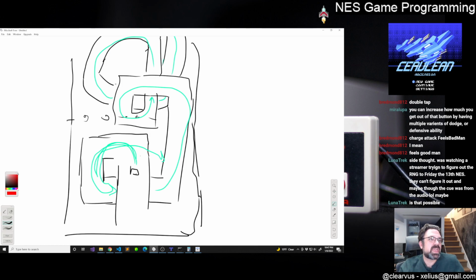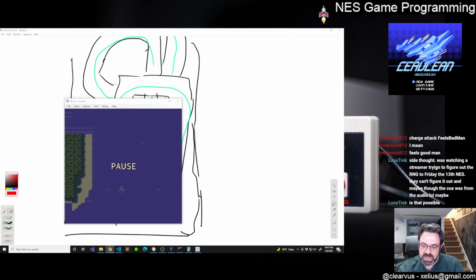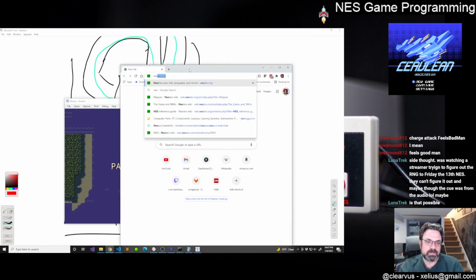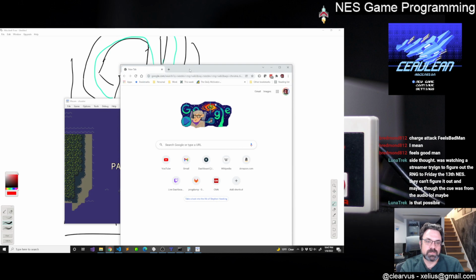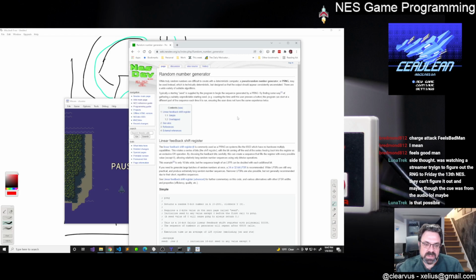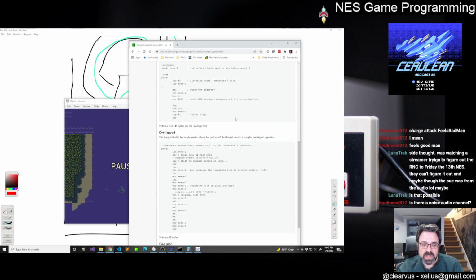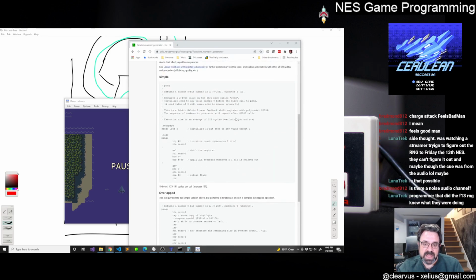Yeah, we can. They can't figure it out and maybe thought the cue is from the audio. I mean, it's possible, but the extent of which you can even have a random number generator on the NES is pretty limited. We borrowed code from the random number generator here in the wiki, and it explains how it works. So if you have the code, it's not truly random. You would be able to see how to predict what's going to come next.